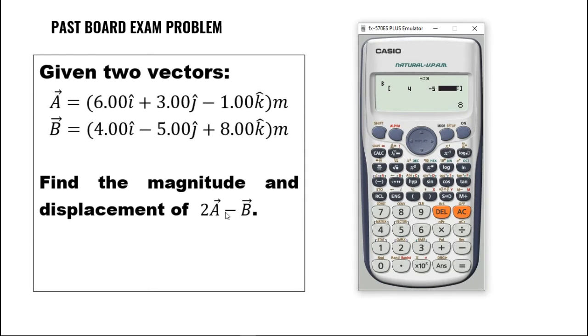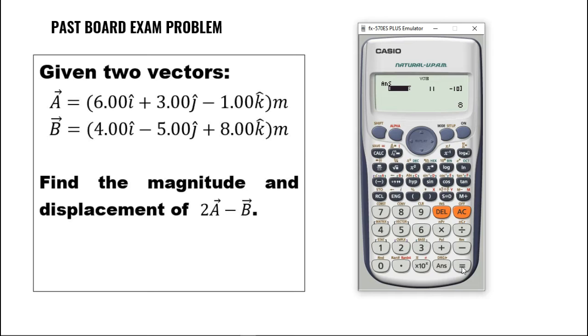So, 2 times vector A minus vector B. So, AC, you have here 2 times, so vector. So, shift 5. Then, vector A minus vector B. Then equals, guys. So the resultant vector, which is 2 vector A minus vector B, is 8, 11, and negative 10.